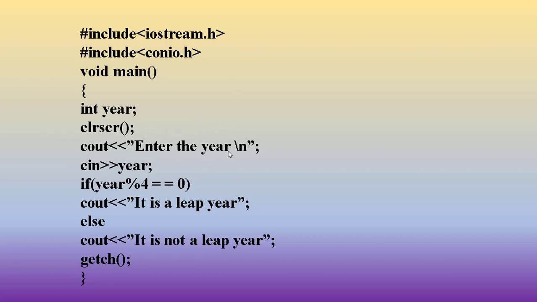So see, out: enter the year. You are accepting a year, like 2020. If 2020 modulus 4 — the modulus operator is used to give the remainder — if the remainder is 0, 0 is equal to 0, then it will print it is a leap year. Suppose the remainder is 1, in that case it will print it is not a leap year, and then getch and we come out of the program. That is how we get the output. So this is how this program works, to check whether a year is a leap year or not.